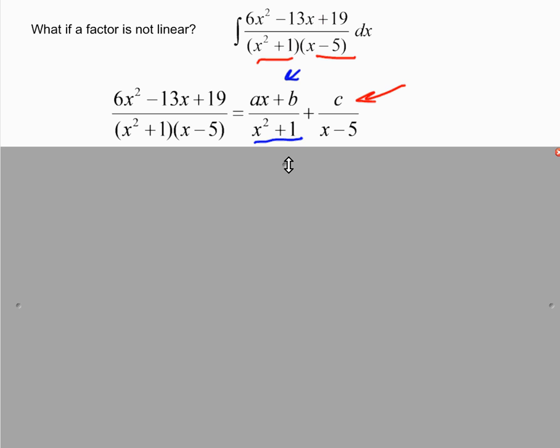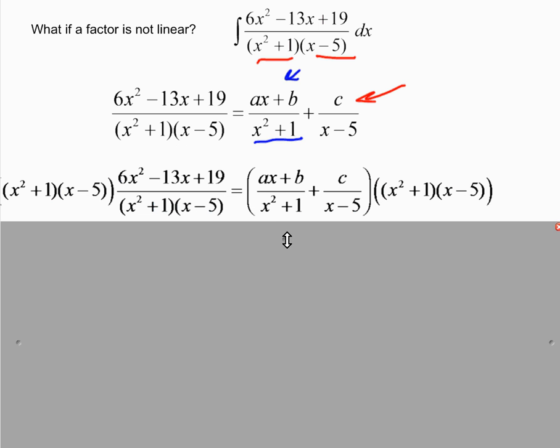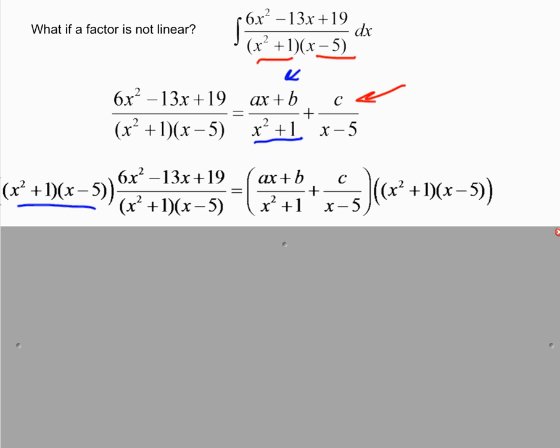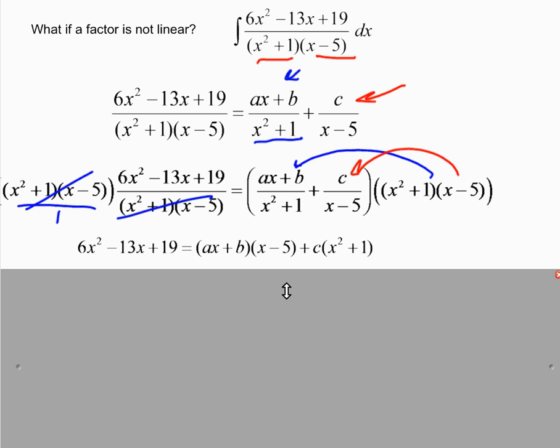Well, now I have to go ahead and solve that for A, B, and C. And what I'm going to do, like we did before, is multiply both sides by that common denominator. So that cancels there. Distribute it to that. The x squared plus 1 will cancel. And then I want to distribute it to that. And so the x minus 5 will cancel. So when all is said and done, it's going to look something kind of like that.